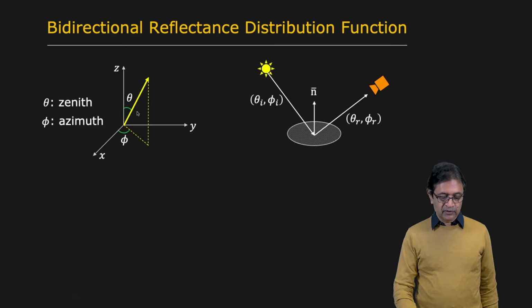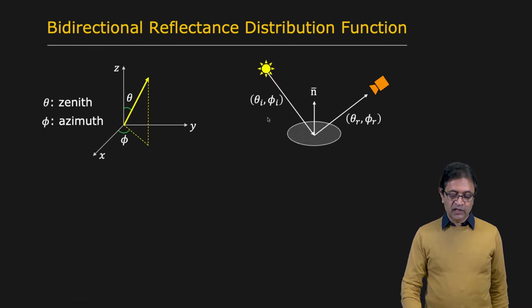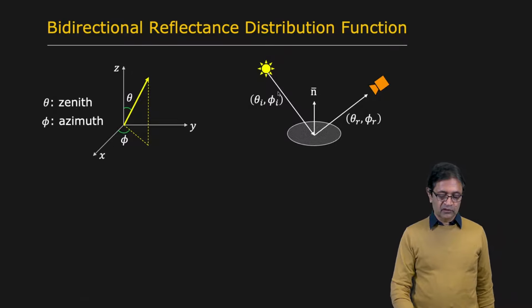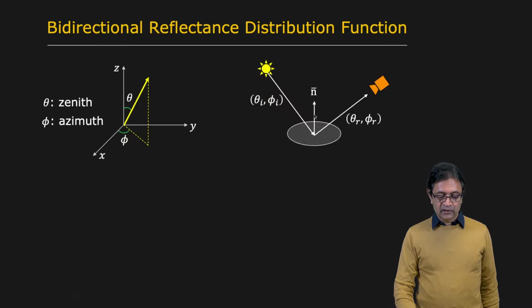So how do we describe direction? We can do it using two angles, theta, which is the zenith angle, and phi, which is the azimuthal angle, which lies on the xy plane. So we can say that the direction of the light source, the direction from which the light arrives, is (theta_i, phi_i), where i is for incidence. And the direction in which the light is being reflected is (theta_r, phi_r), where r is for reflection.